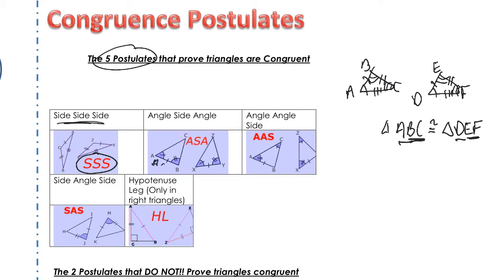Then if I have an angle, a side, and an angle, so this angle equals this one, this side equals this side, this angle equals this angle, that's called angle, side, angle, and that shows us the triangles are congruent.